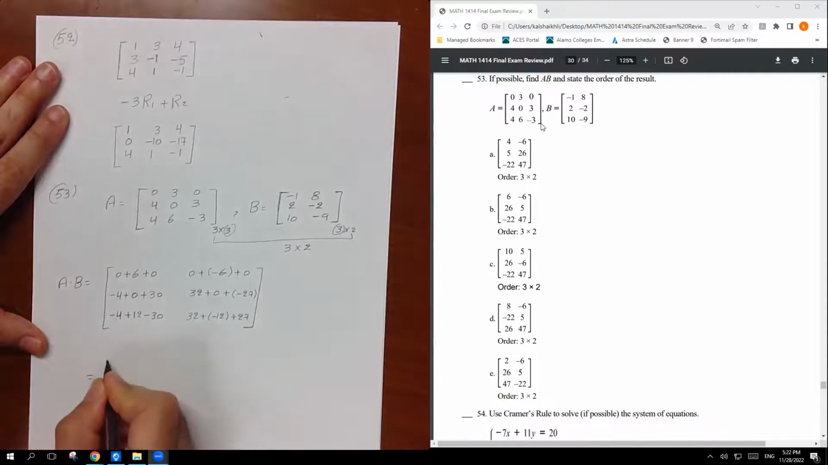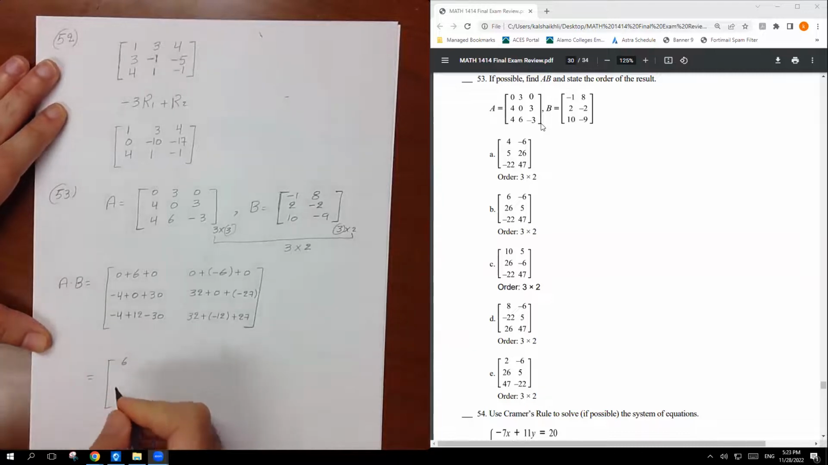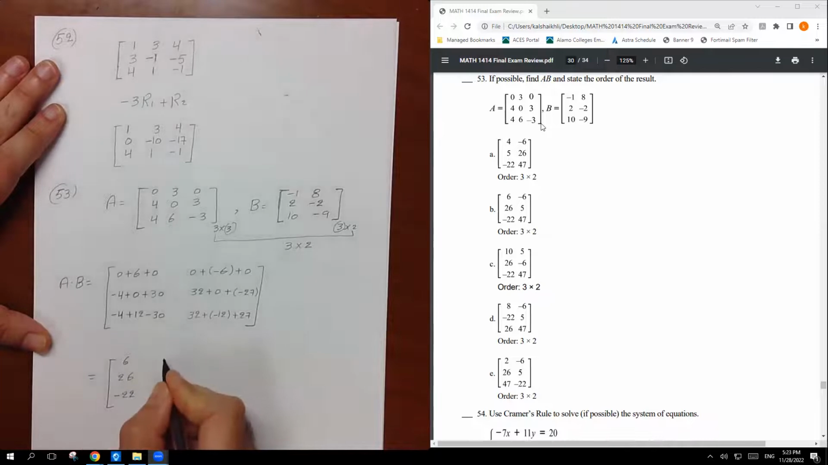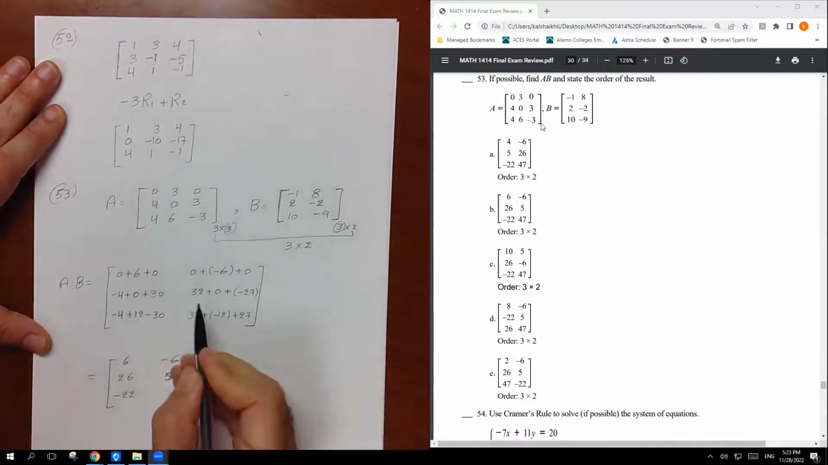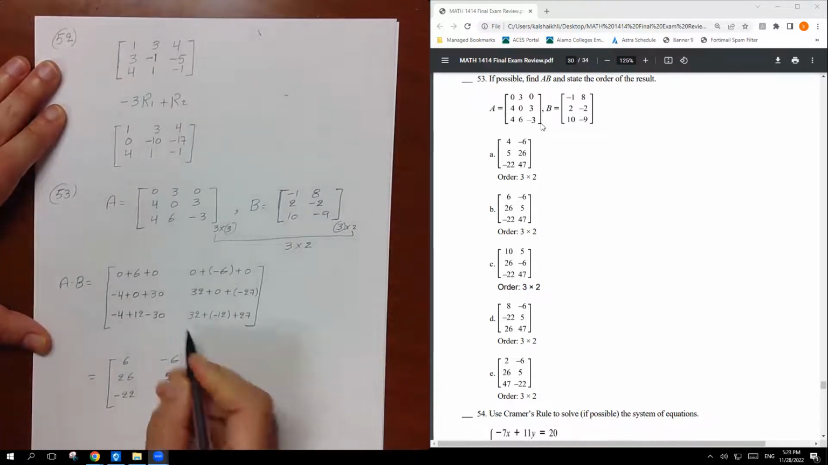So add these together, we're gonna get here 6 and 26, negative 22, and here is going to be negative 6, and 5, and the last one is going to be 47. Yeah, there too, okay. Which is 3 rows and 2 columns.